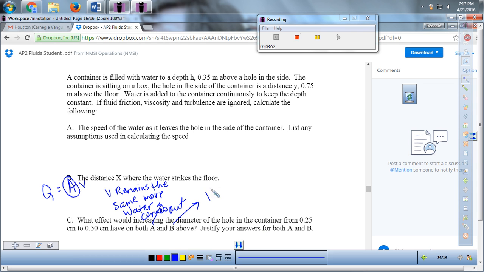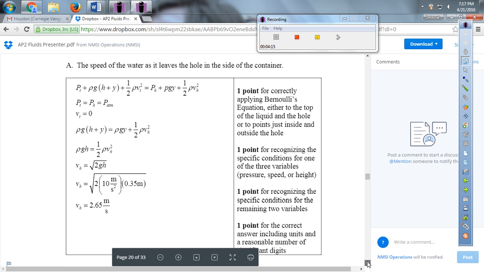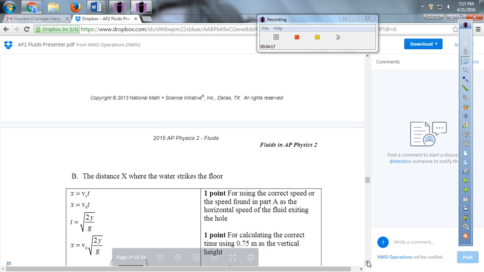Alright, then it says, part B, the distance where it lands. Well, if v doesn't change, dx can't change. Because remember, dx is vx t. Well, vx didn't change, and the height that it fell from didn't change. So it has no impact on it. Okay? Alright. So let's go on.